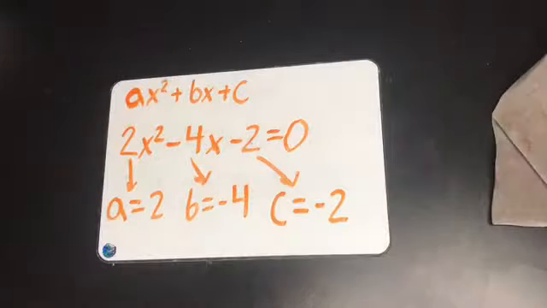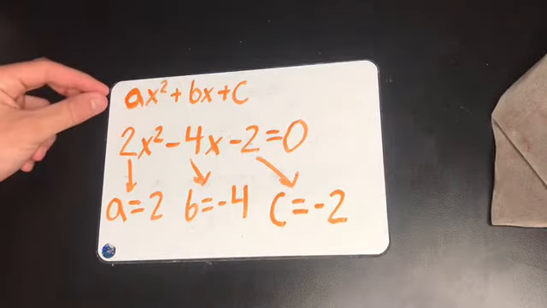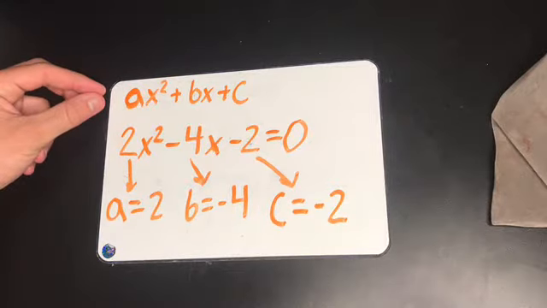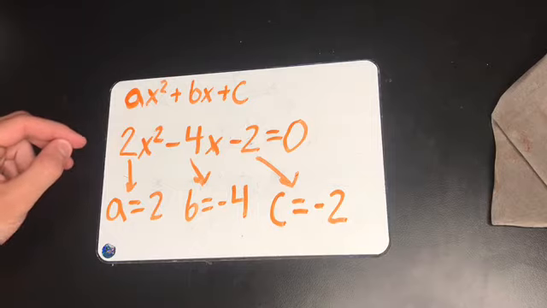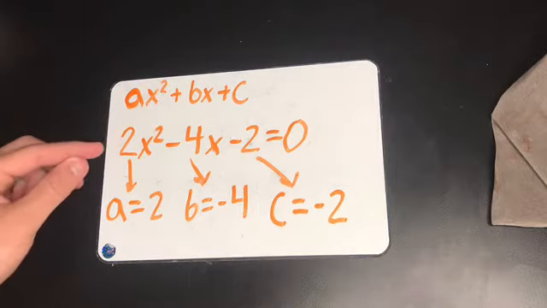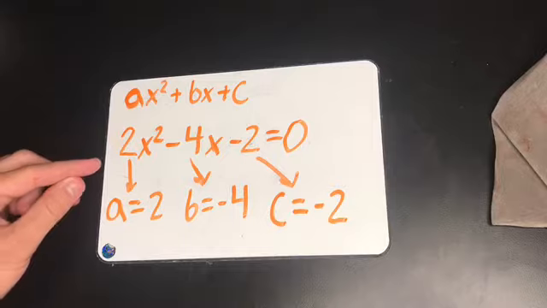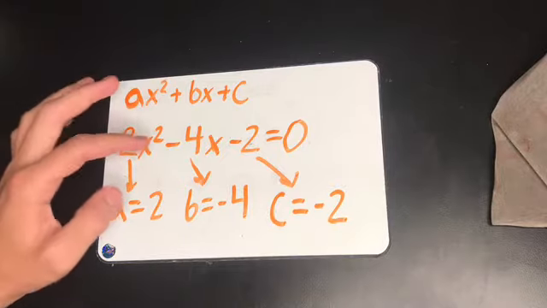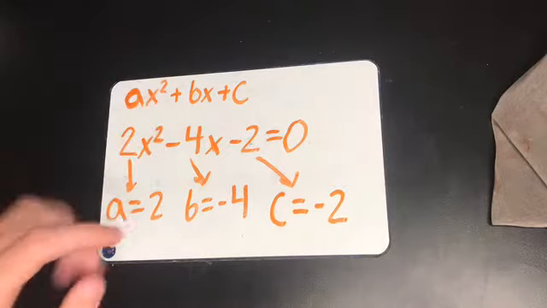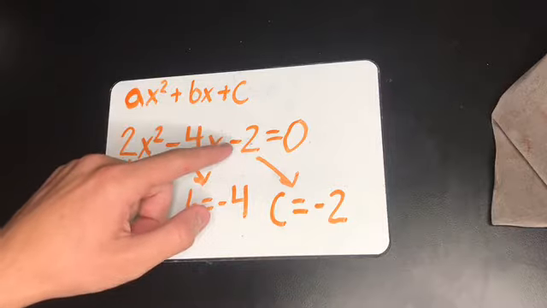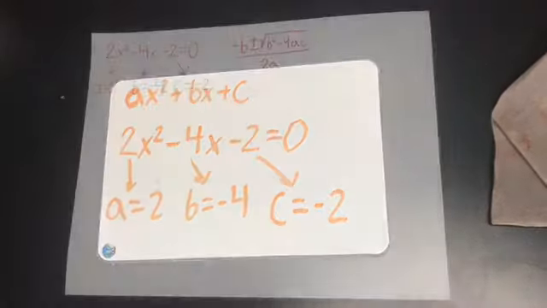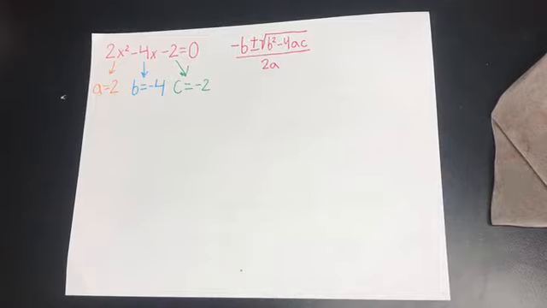Before you plug in any variables from a quadratic equation, you first need to identify them. This is what any normal quadratic equation looks like, and this is just an example. We know that a is the first variable. We can identify that it is 2. The second variable is b, which is -4, and the third variable is c, which is -2. Now that we know our variables, we can begin to plug into our quadratic formula.